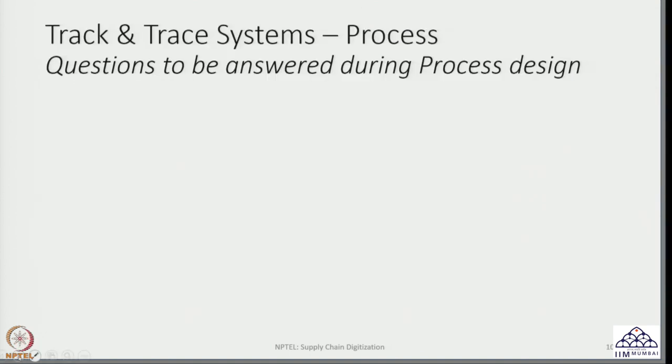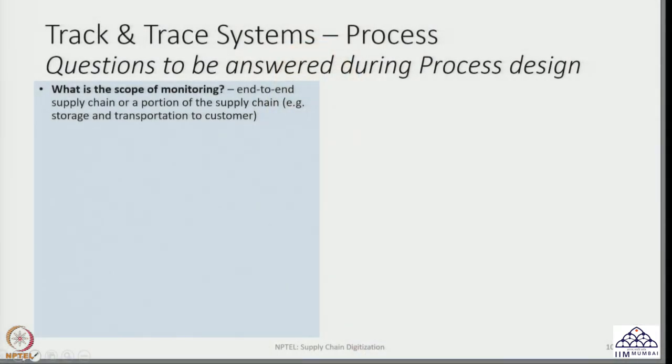So when we are trying to integrate process design with the technology, we have a few questions to be answered. First and foremost, we need to know what is the scope of monitoring that we are interested in.